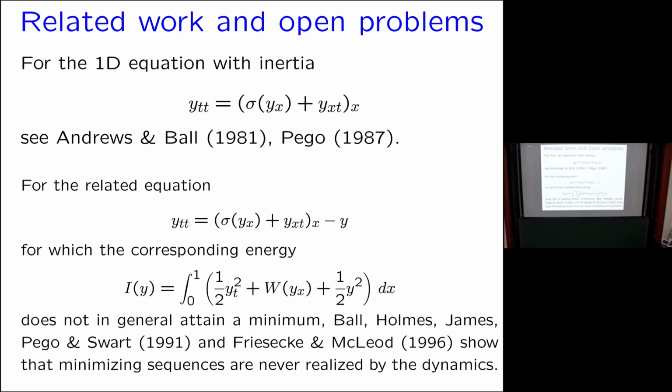And now for the related equation, where you add a term minus y, the corresponding energy is now the kinetic energy that comes from the y_tt term, plus the elastic energy, now plus half y squared that comes from this term. So for example, you could take W(y_x) to be the famous thing of half of (y_x squared minus 1) all squared. So that's a classic problem for which the minimum is not attained. Okay.